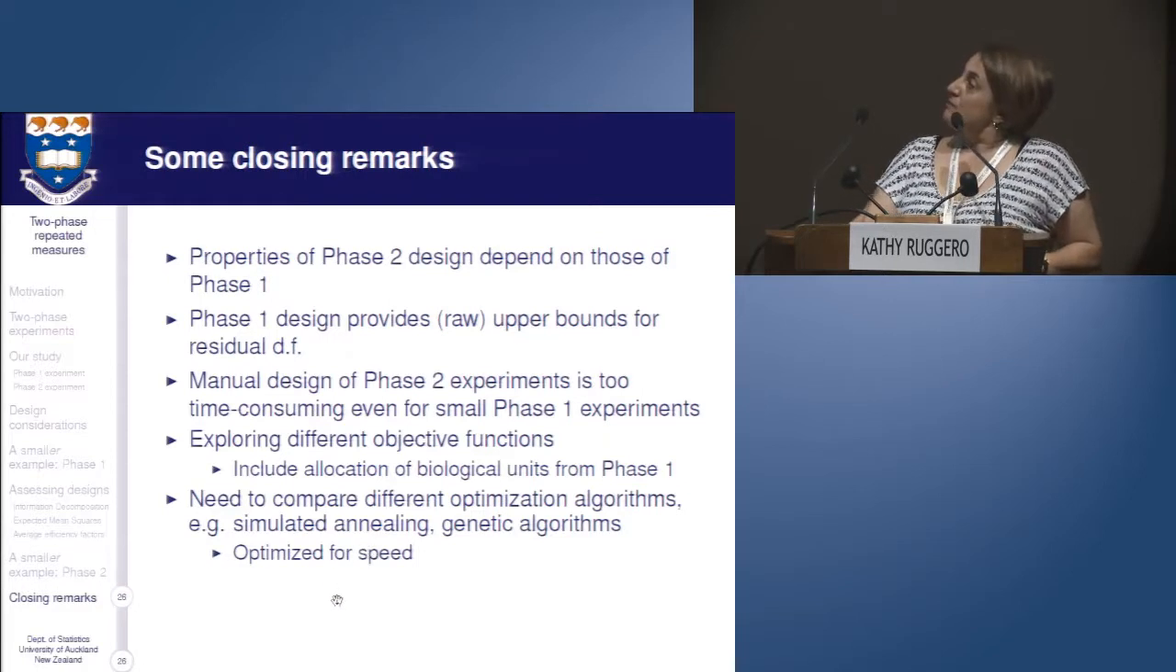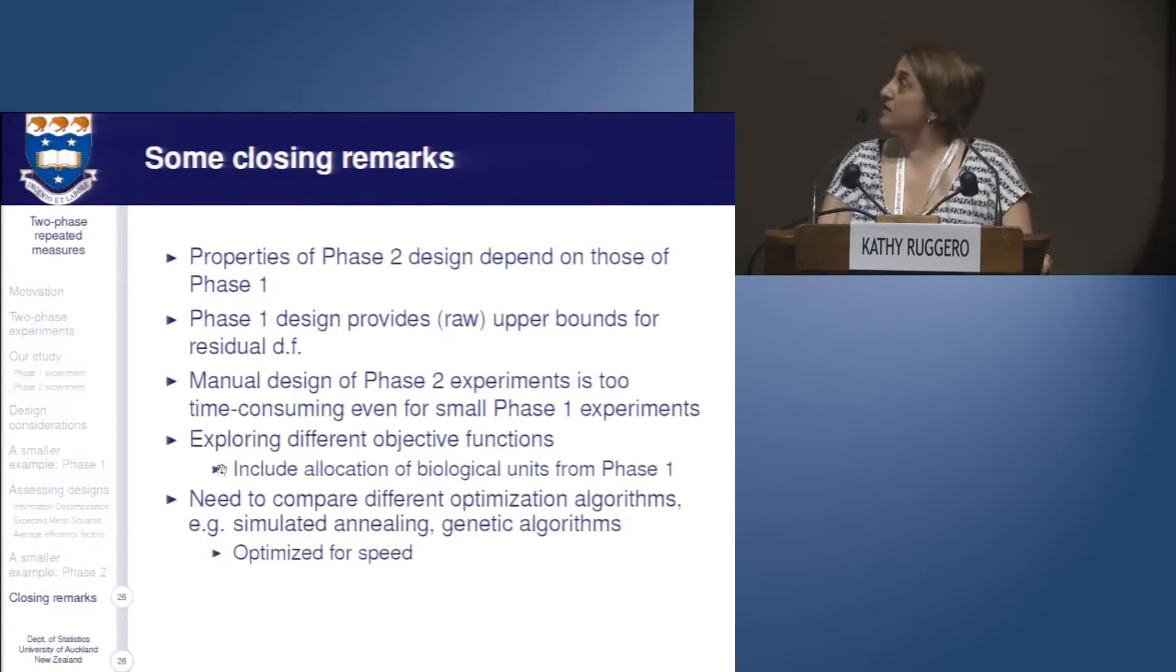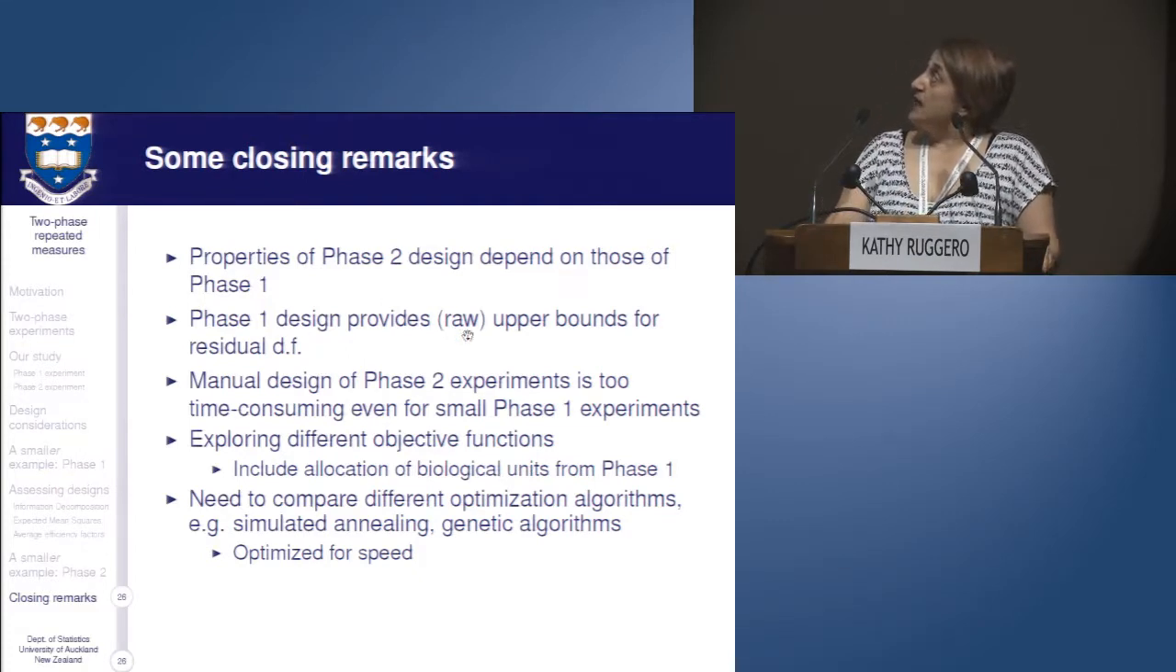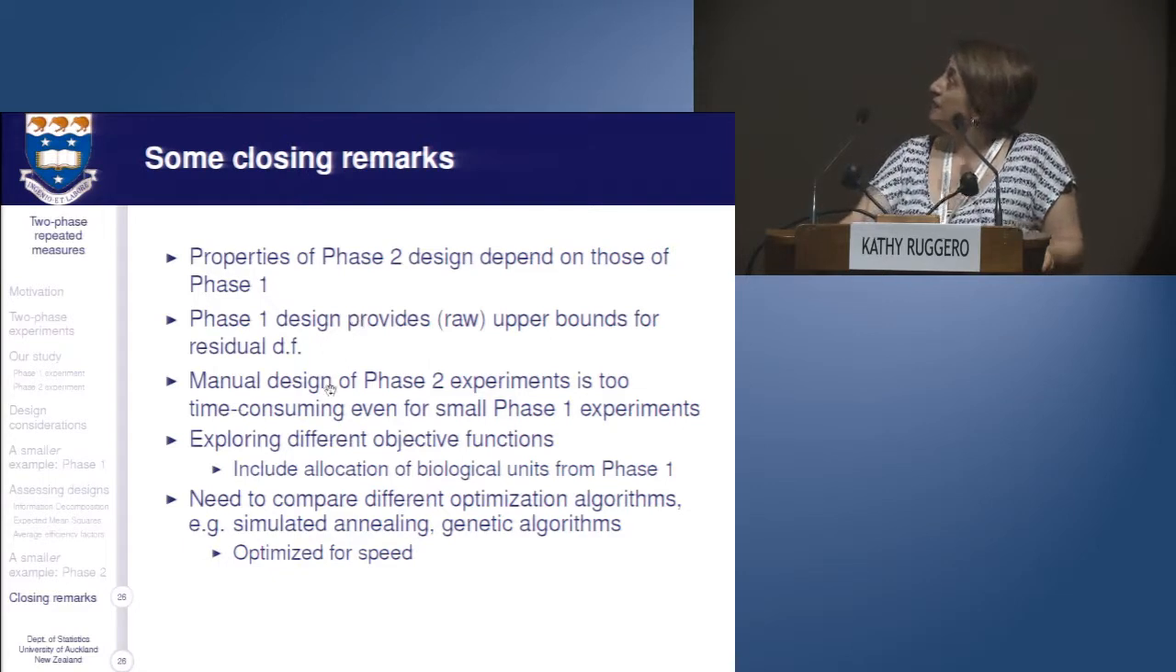Okay. So ultimately, I keep saying this, what we need to do is give consideration to the properties of our phase 1 experiment when we design our phase 2 experiment. What our phase 1 design does do for us is it provides us with an upper bound, or at least a raw upper bound, for the residual degrees of freedom available to estimate our error. I say raw because if, for example, we were to use REML, we may be able to recover some more information and increase our effective degrees of freedom.